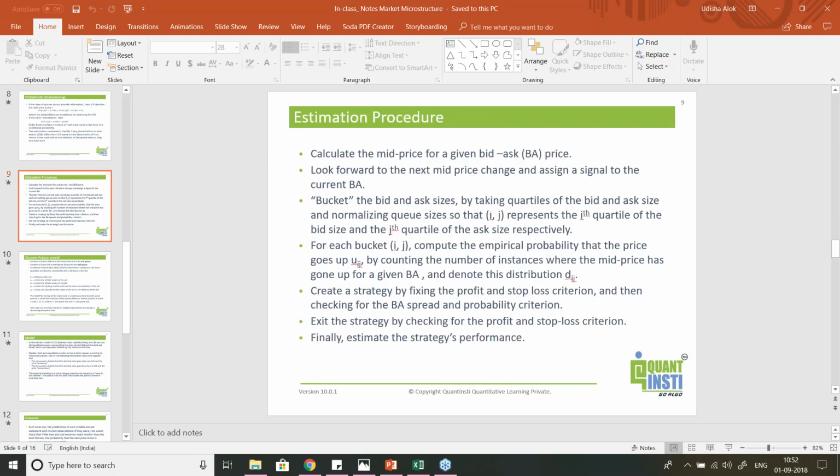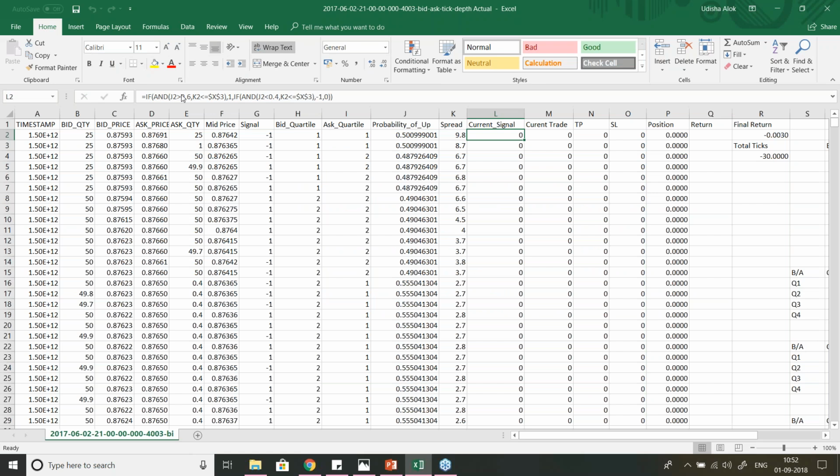Okay, so moving on. Let us open this Excel sheet. You guys have this Excel sheet, please open it.